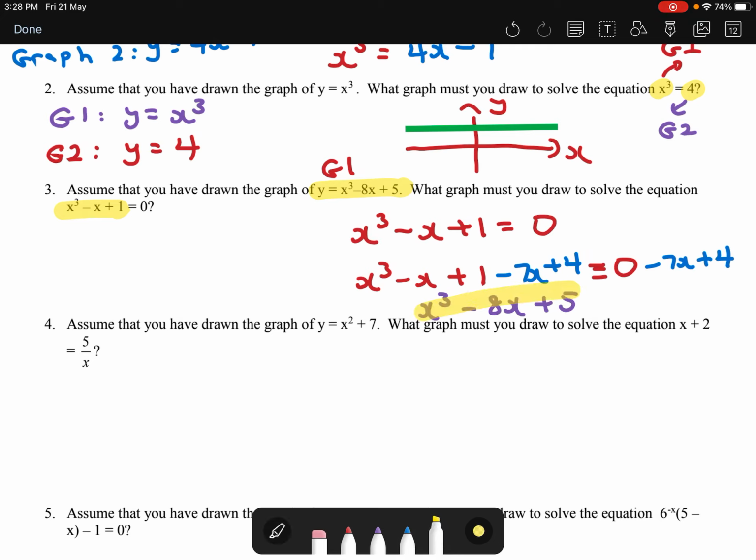Okay, so you can see that I got my graph 1 already. x cubed minus 8x plus 5, which is this, right? Okay, equal to minus 7x plus 4.